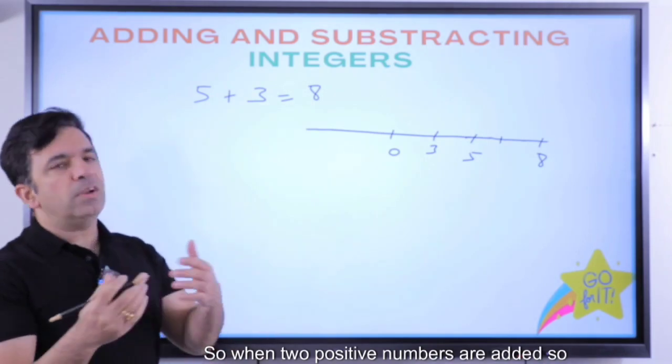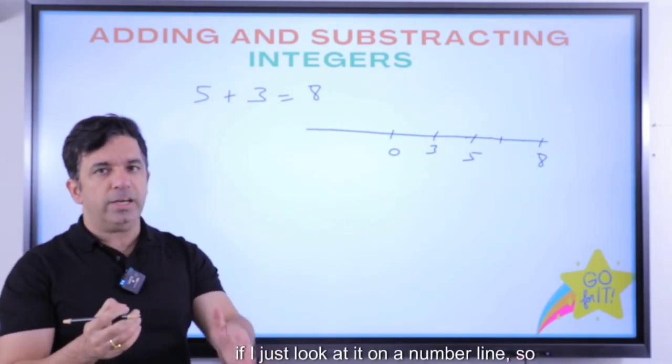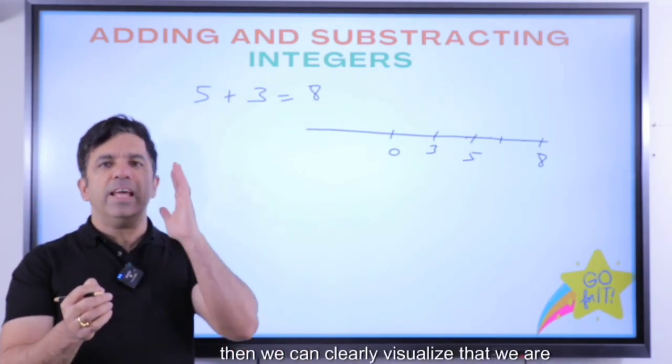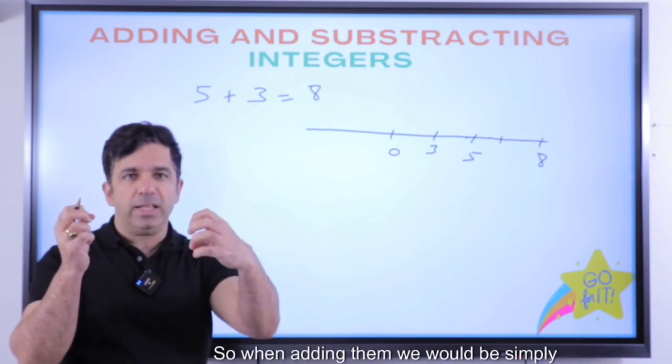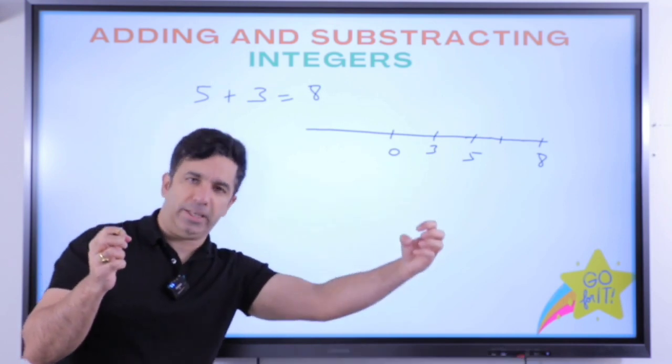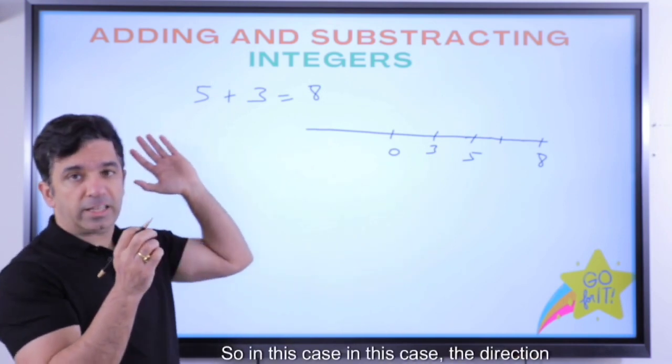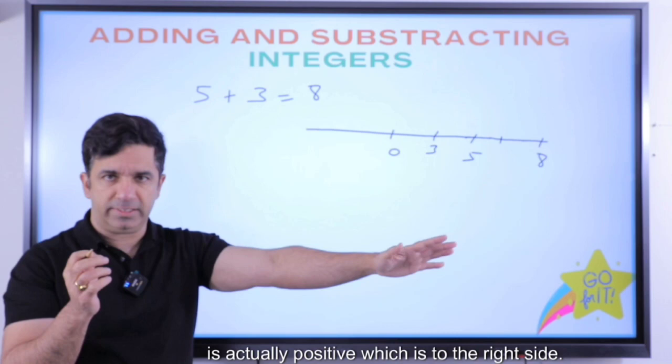So when two positive numbers are added, if I just look at it on a number line, we can clearly visualize that we are actually adding two numbers which are in the same direction. So when adding them, we would be simply moving ahead in the same direction. So in this case, the direction is actually positive, which is to the right side.